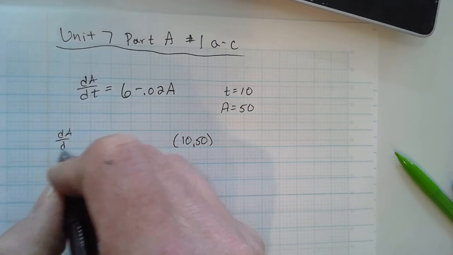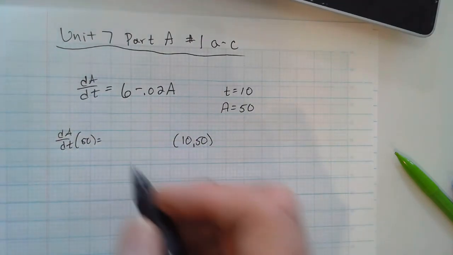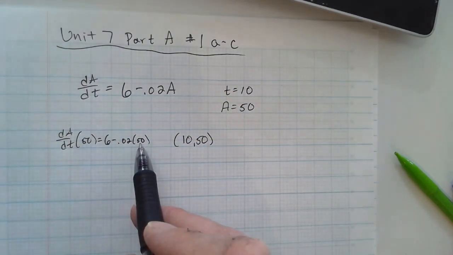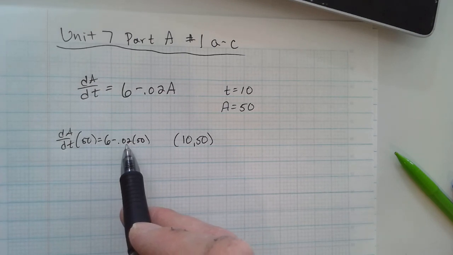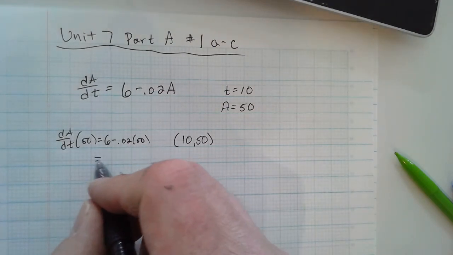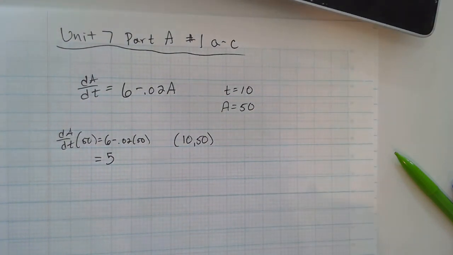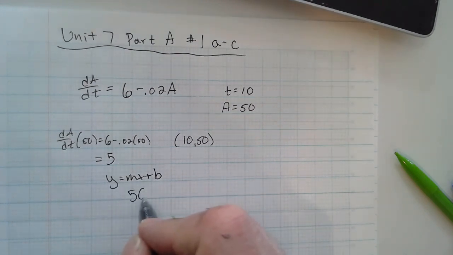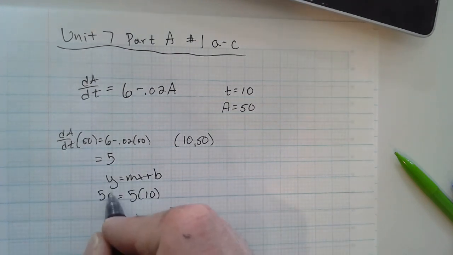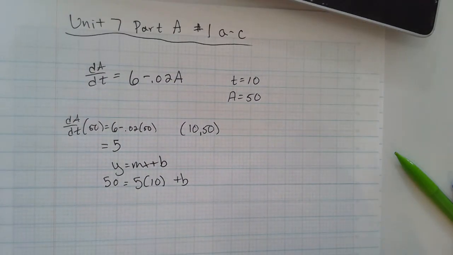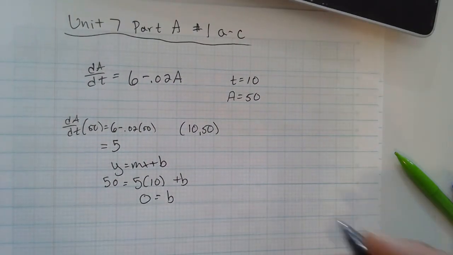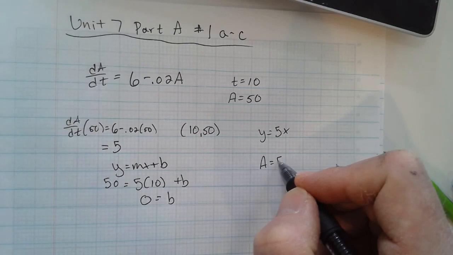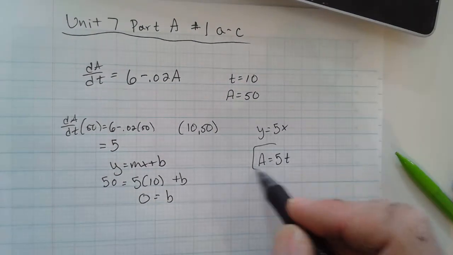So dA dt of 50 gives you 6 minus 0.02 times 50. 6 minus 1 is 5. All right, so that's our slope. y equals mx plus b. Slope is 5. Our ordered pair is 10 comma 50. So b ends up being 0. So the equation of the line is y equals 5x. So in this case, it's A equals 5t would be our answer.